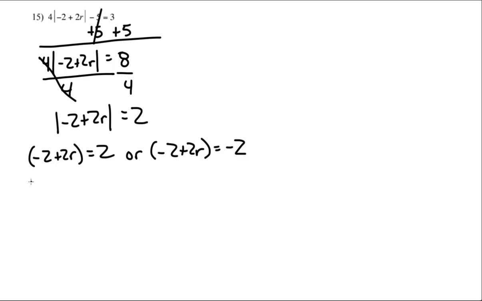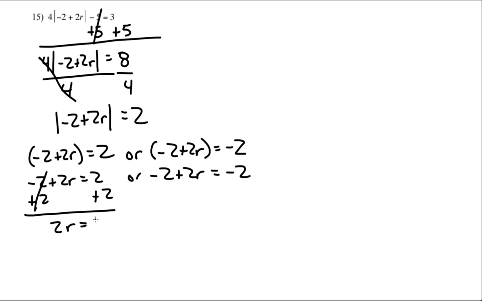So now we just have to solve these. So we have negative 2 plus 2r equals 2, or negative 2 plus 2r equals negative 2. All right, so to solve this one, if I add 2, then I'm going to isolate the 2r over here. But if I do it to one side, I have to do it to both sides. I'm going to have 2r equals 4. So if I divide by 2 to isolate my r, the 2's cancel. Now I have r equals 4 over 2 is 2. So r could equal 2.